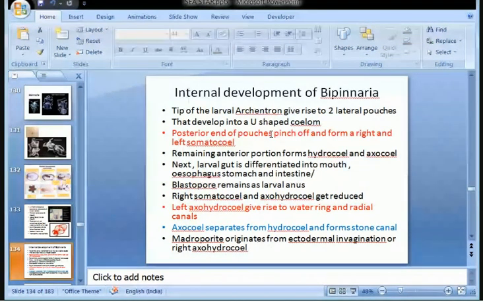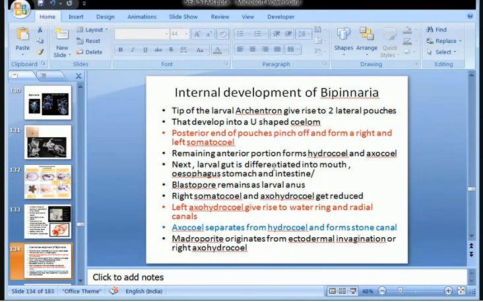First, the primordia of those organs, and then fully functional organs. So from the coelom or body cavity, various parts of coeloms develop. That means the coelom differentiates into somatocele, and the somatocele is formed from the posterior end of the pouches, which pinch off and form a right and left somatocele. The remaining anterior portion forms hydrocele and exocele, which sometimes is considered together as exohydrocele.